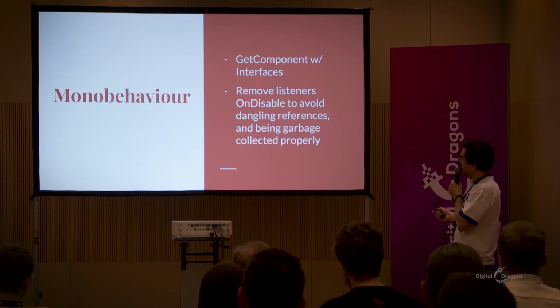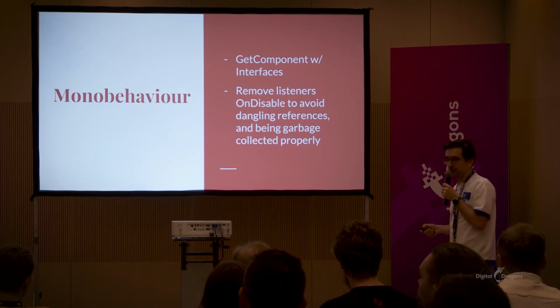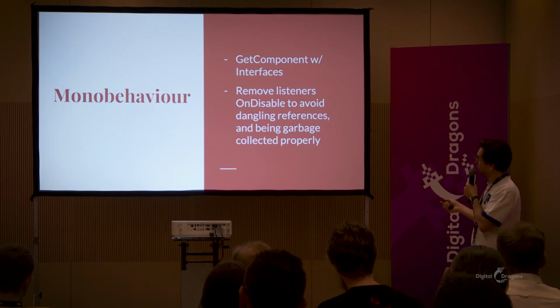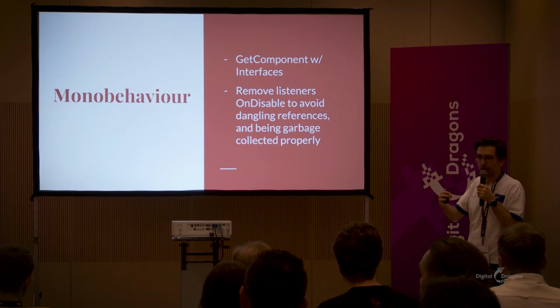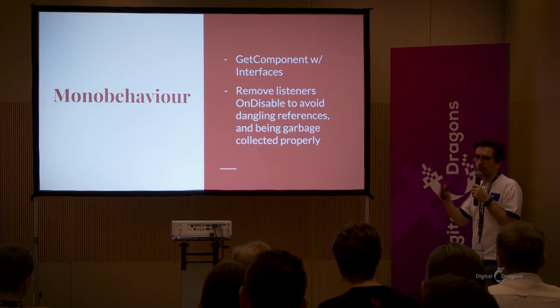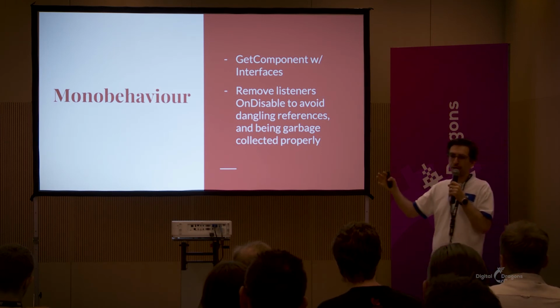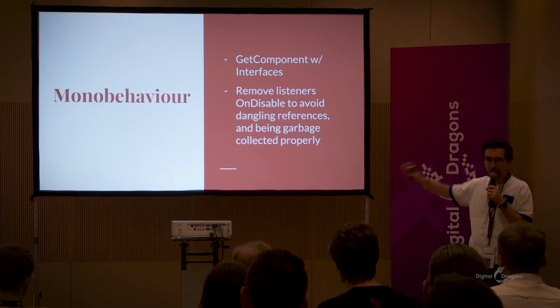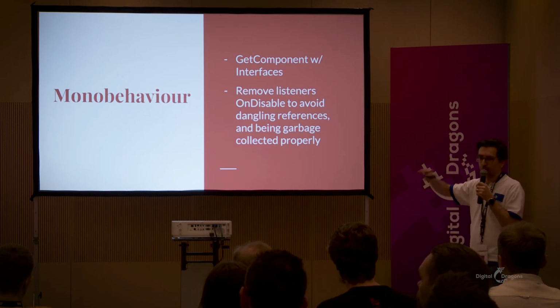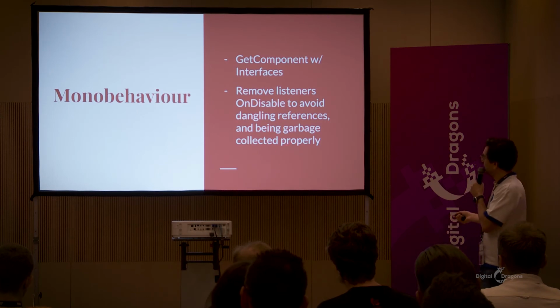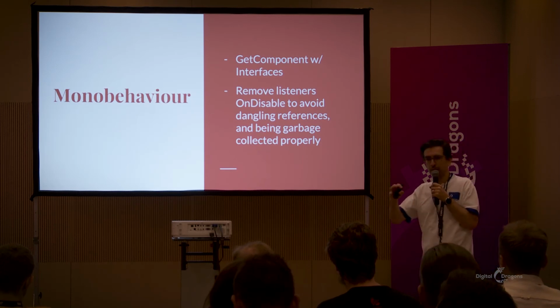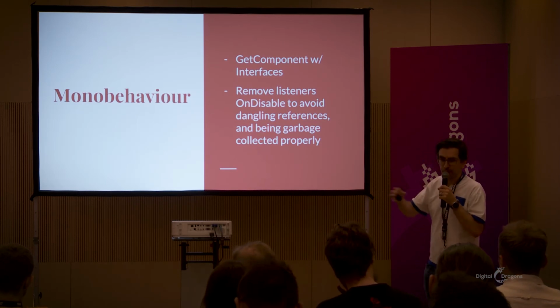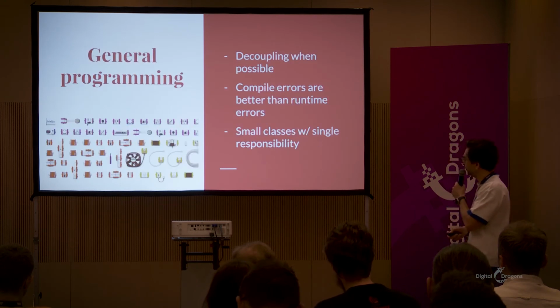About MonoBehaviour, GetComponent with interfaces is really helpful. Instead of coupling your classes with specific implementations, you can couple your code with specific interfaces, and in that way it's going to be easier to remove and replace classes which implement the same interface. Remove listeners on disable to avoid dangling references and to be garbage collected properly, to have better management of the memory inside Unity.